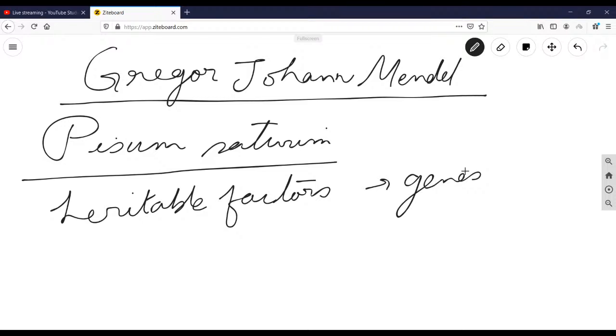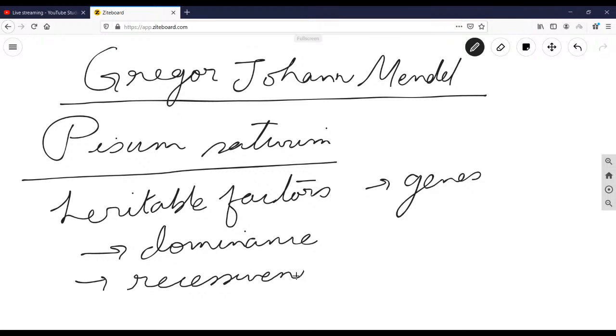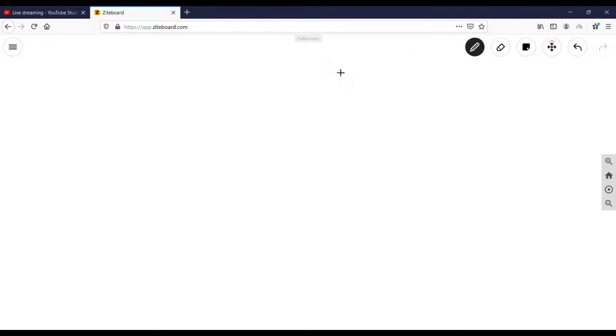Overall, he studied 7 traits of Pisum sativum pea plants, and he was the first one to use the two very renowned terms, dominance and recessiveness. And as per him, the 7 characters that he chose in pea plants, using which he described the entire basis of Mendelian inheritance, were the following.